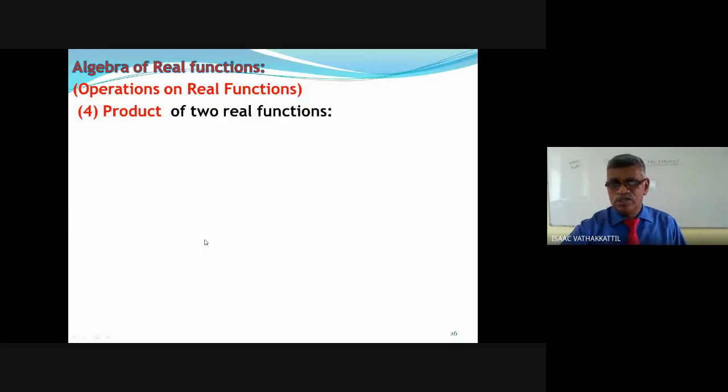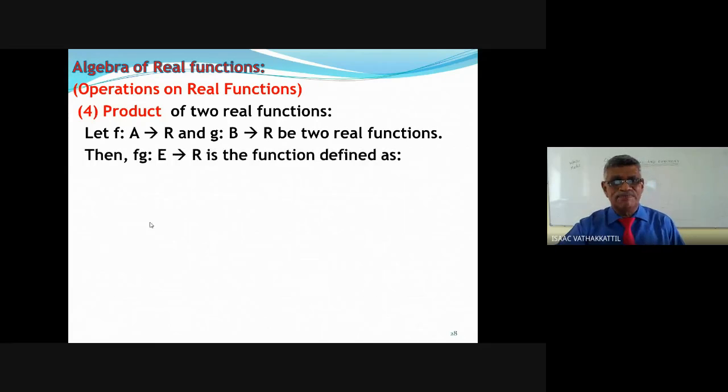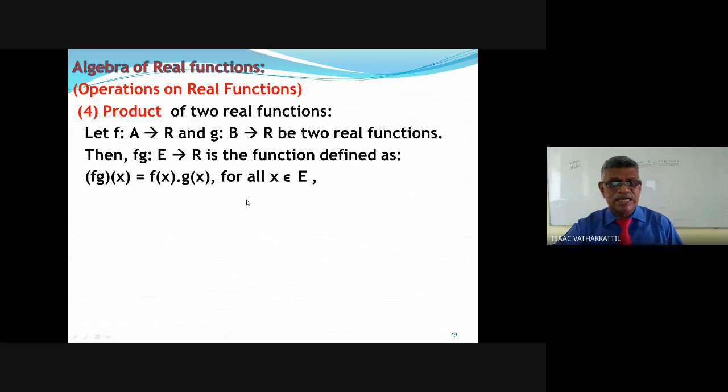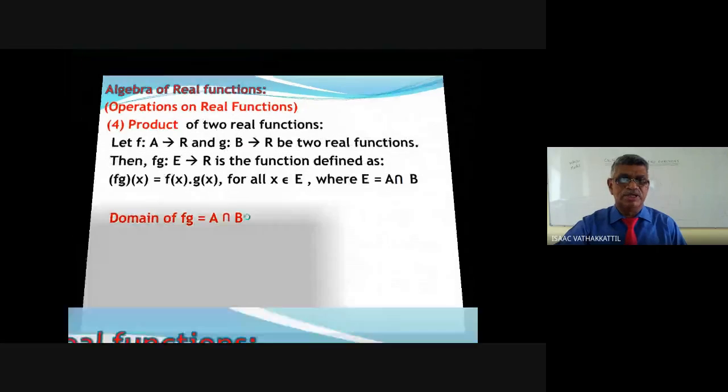Now product of two functions f and g. Suppose f from A to R and g from B to R be two real functions. Then the product fg also is a function from E to R. (fg)(x) is defined as f(x) into g(x) for all x in E, where E is nothing but A intersection B. Remember, f plus g, f minus g, and fg all have the domain A intersection B, the intersection of domains.